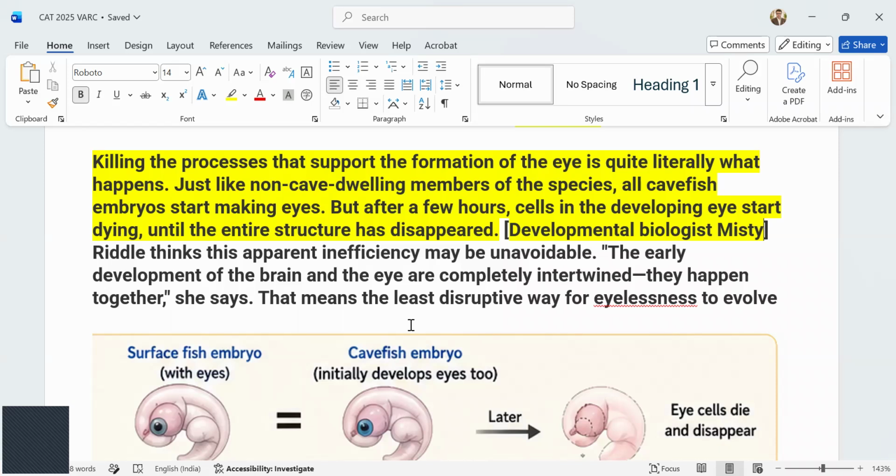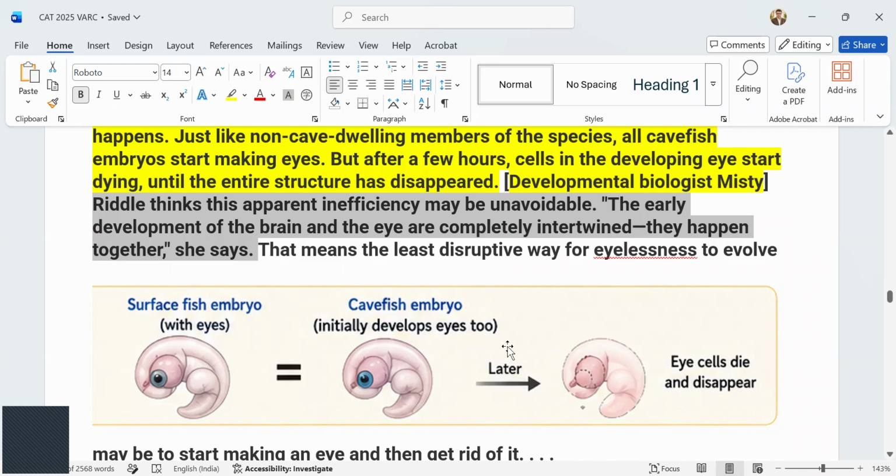Riddle thinks this apparent inefficiency may be unavoidable. The early development of brain and eye are completely intertwined. They happen together, she says. So this lady Riddle is a scientist, right? A biologist, particularly dealing with developmental biology, and maybe conducting research on cave fishes, because this sounds very fascinating, right? A fish living in a cave and not having eyes. Most of us might not even have heard that such species can exist.